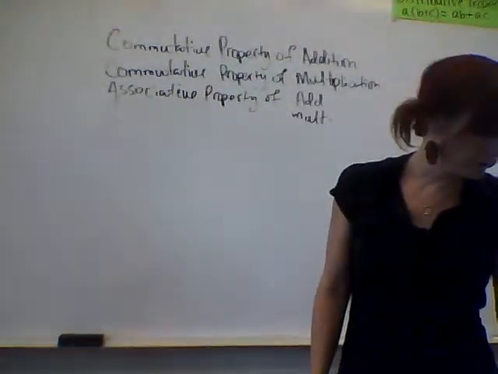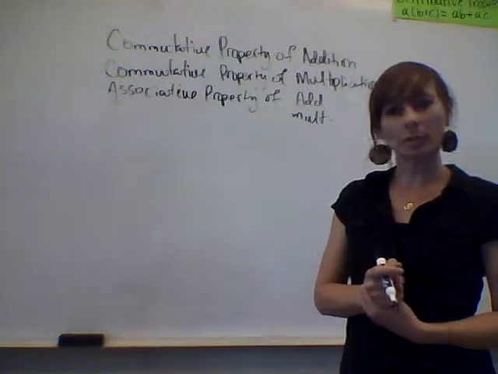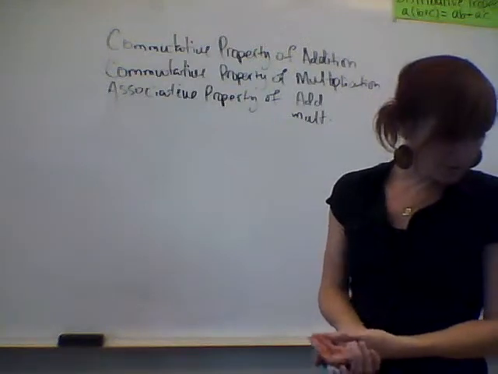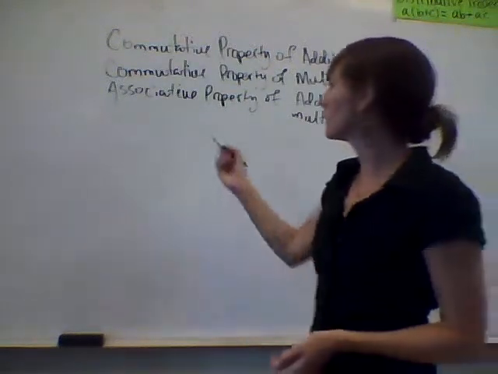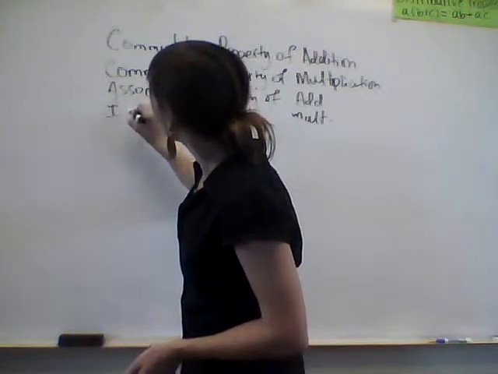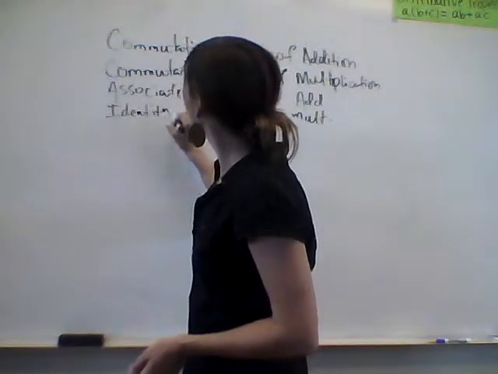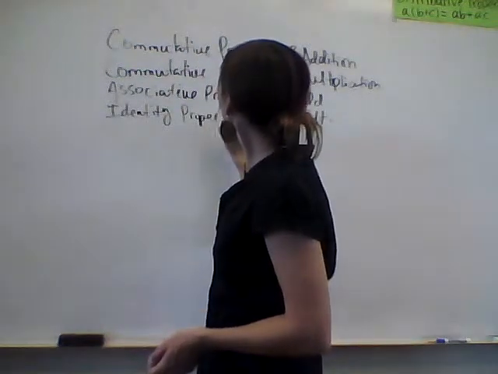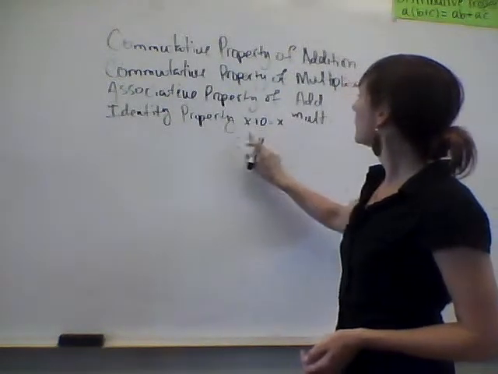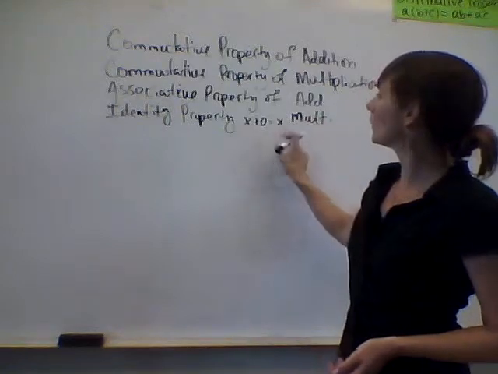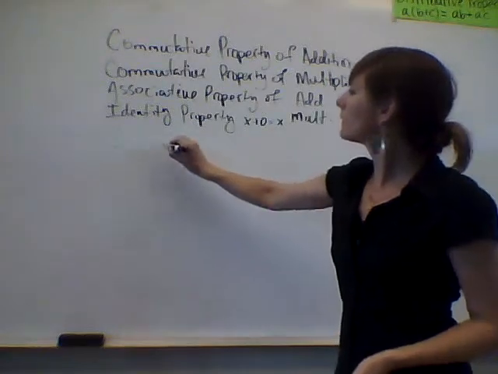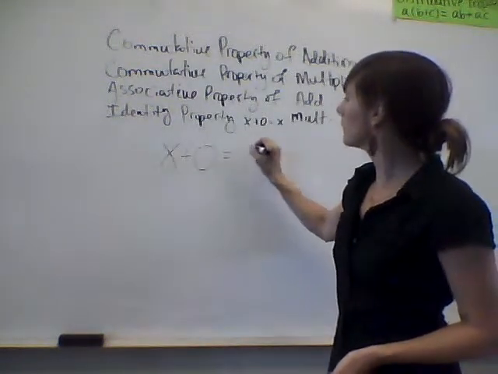And there's also something called the identity property. It's any number, when 0 is added to it, it still equals itself. So identity, just remember that it holds its identity. So the identity property is any number plus 0 equals that number. So x is going to represent our number. Any number plus 0 still equals that number. So x plus 0 equals x.